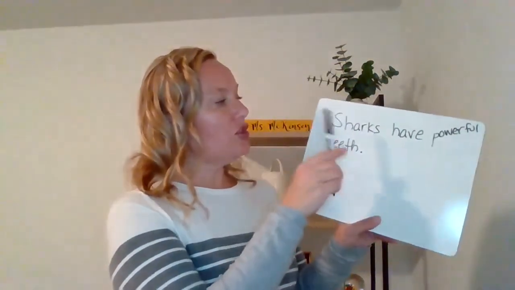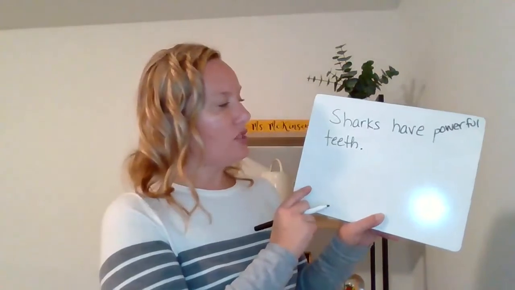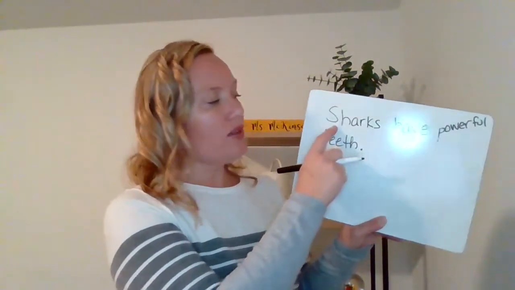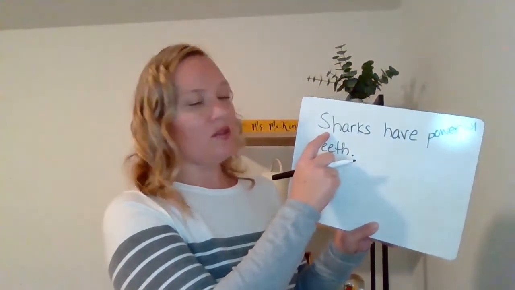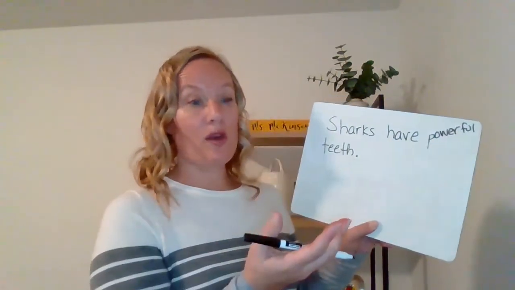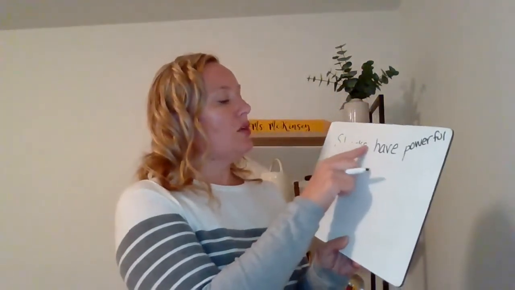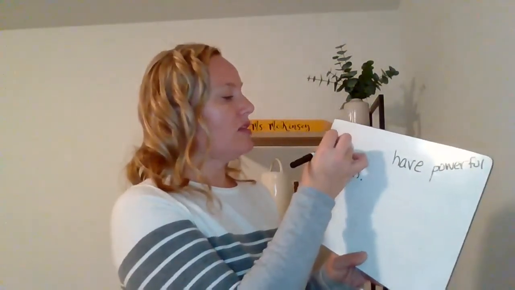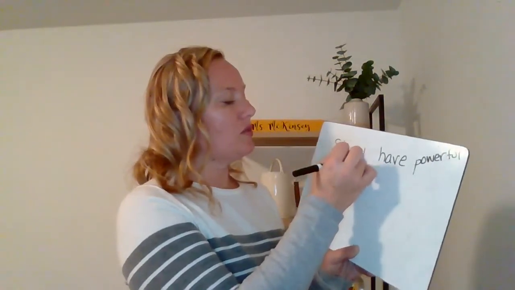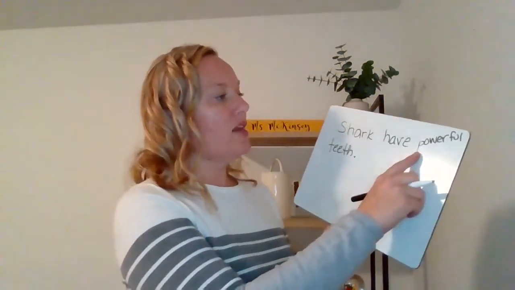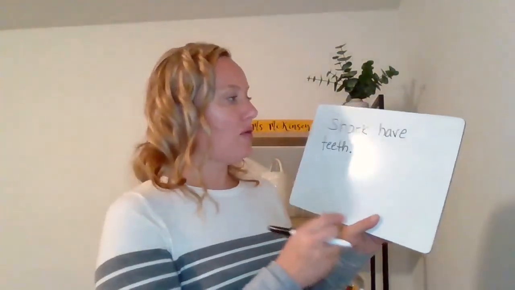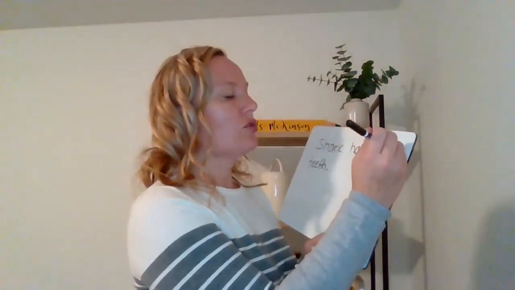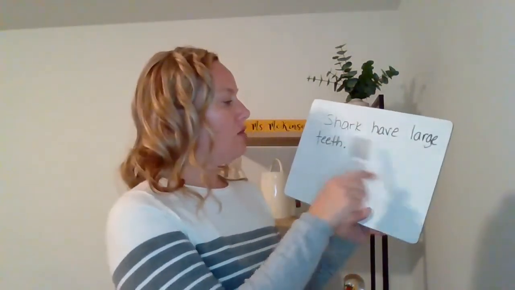All right, so now to change this into a conclusion sentence, I can either leave the word sharks, or some of the students wanted to change it because they were writing about great white sharks. So maybe the intro sentence said great white sharks, and then they wanted to change it to sharks have powerful teeth. Now, instead of powerful, what's a different word that I could use? And they said, how about large? Okay, so sharks have large teeth.